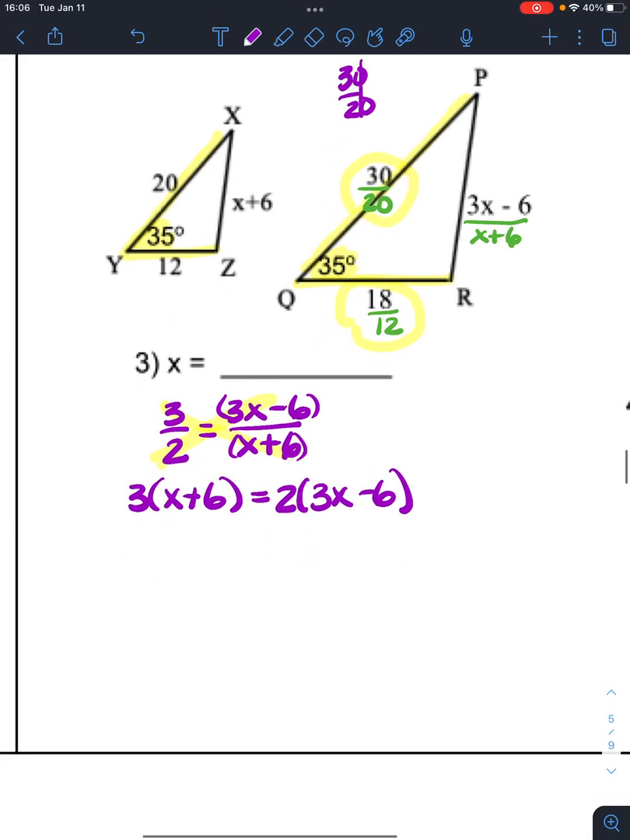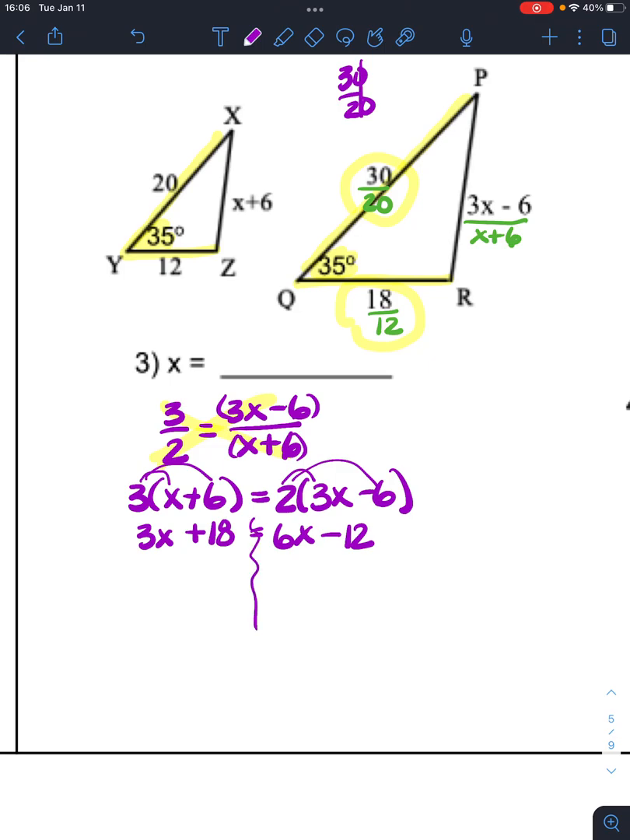So I'm going to write down what I want to do, and then I'm actually going to do it so that I remember to do my distribution. So I have 3 times x is 3x, 3 times 6 is 18, 2 times 3x is 6x, and 2 times negative 6 is minus 12.